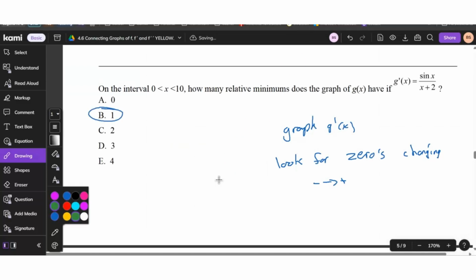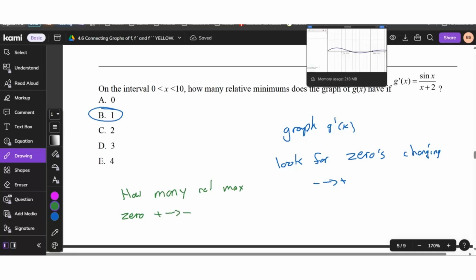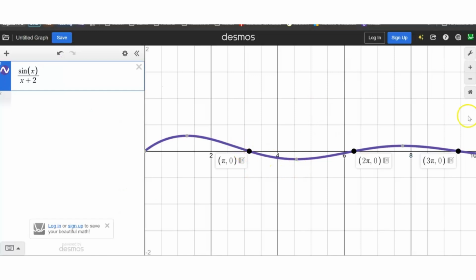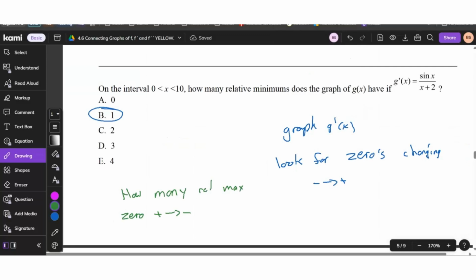Now, if I did a bit of an extension and I said, how many relative maximums, what would that be? Well, now I want a 0 that's changing from positive to negative. And if we look at that, how many of those do we have? We got 1, 2. And in this case, we don't even have to say where they are. We just have to say what they are. So in this case, we have 2.